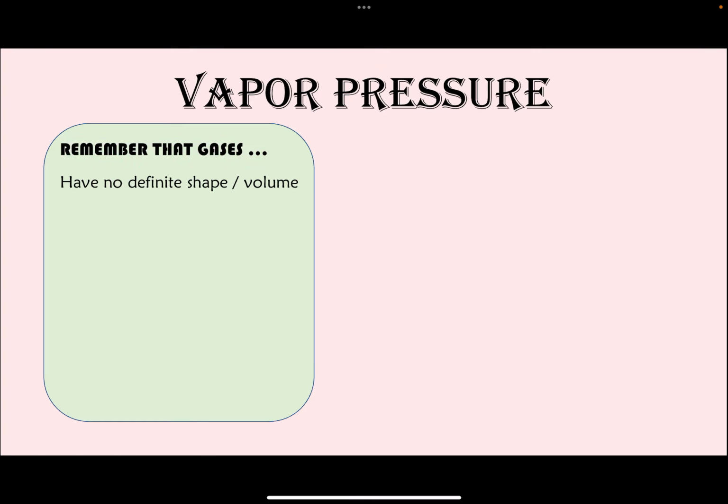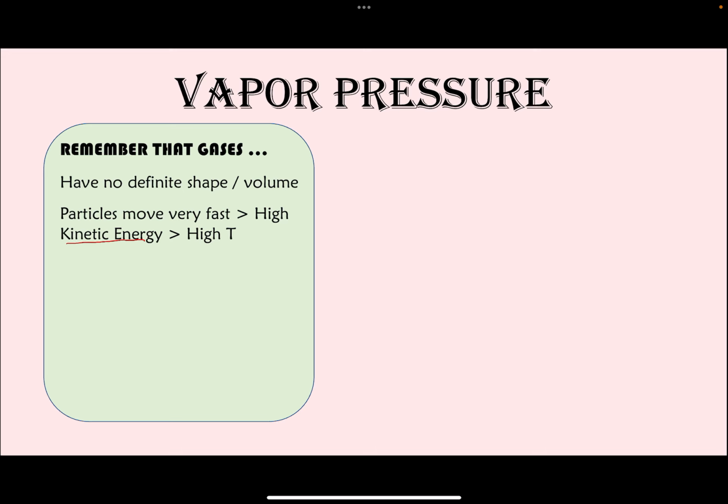So let's talk about vapor pressure and how it is related to intermolecular forces. First of all, let's talk about gases and some of the things that we know about them. Remember that gases have no definite shape or volume. They have particles that are moving very, very fast. That means they have very high kinetic energy. Remember, kinetic energy is the energy of movement. And because of that, we say that they also have very high temperature. Temperature is defined as average kinetic energy. If we have very high temperature, that means particles are moving very fast, meaning they have very high kinetic energy.